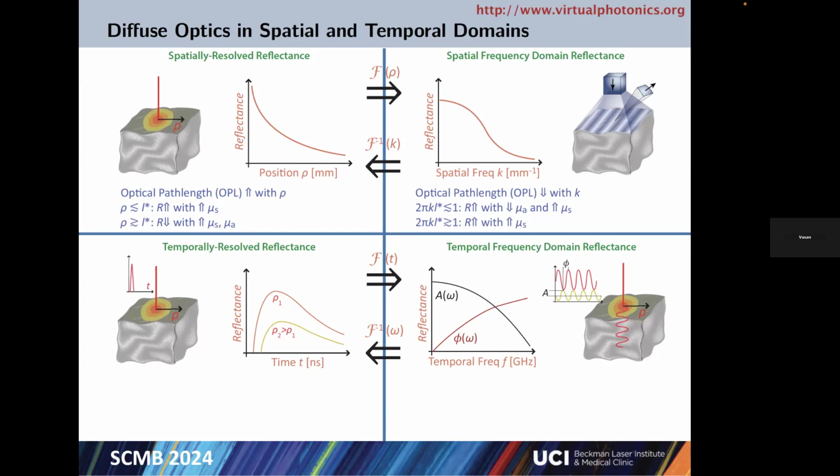And how do you know whether your spatial frequency is large? Well, your spatial frequency is large when the product of your length scale for transport times your spatial frequency is much larger than 1. Or another way you can think of it is that 2 pi k is much larger than 1 over L star. It tells you that the frequency is much larger than the length scale. Now, when your frequency is much smaller than the length scale for transport, you're going to be sensitive to both scattering and absorption.